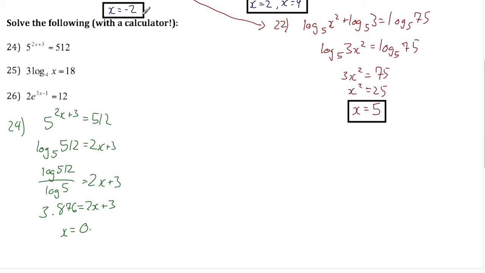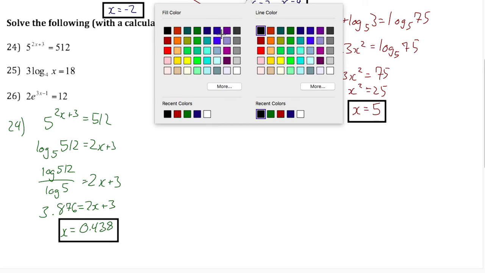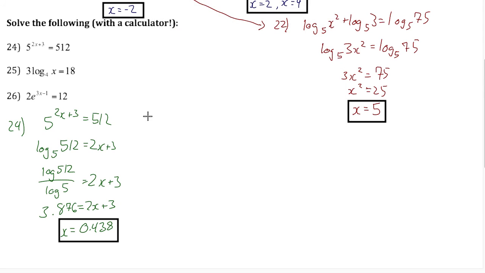I'm struggling to write my 4s today. 0.438. That's not what I wanted. Okay. So that's 24. We can look at 25. Messing up my computers here.